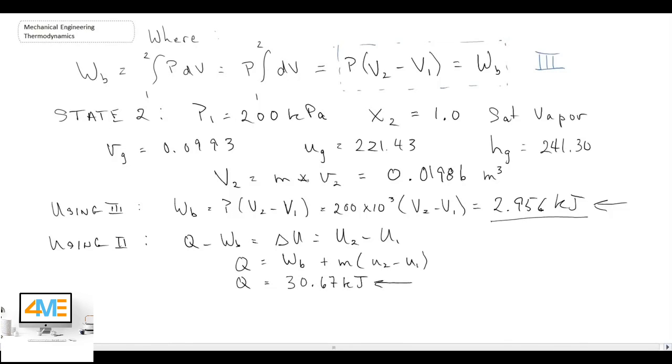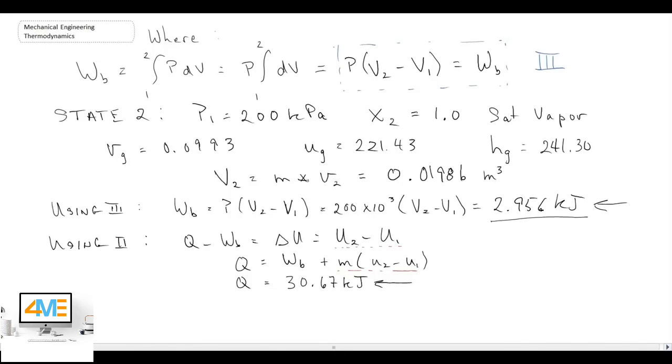So the first approach, we get 30.67. Another thing I should comment on, the U's here are large U's, so it's not per unit mass, and that's why I brought in the mass into this term here, because the little u's are the specific internal energy. That's kilojoules per kilogram. So you need to multiply it by the mass, and that's why I made that change. So that is the answer using the boundary work and the internal energy.